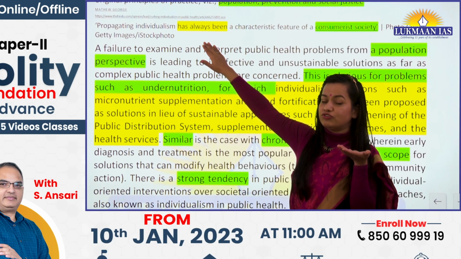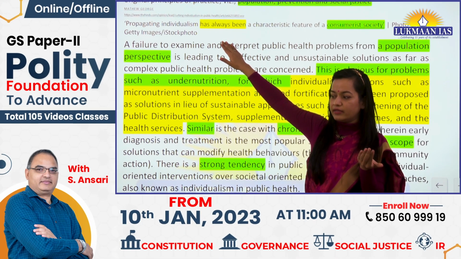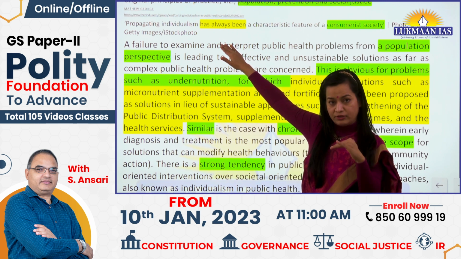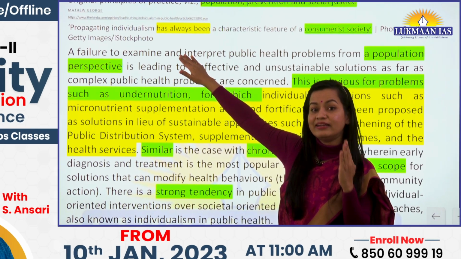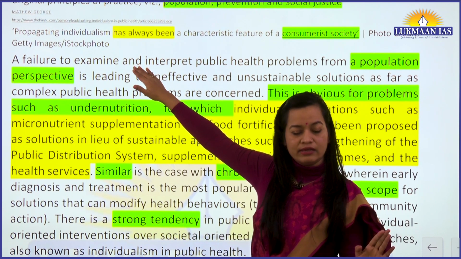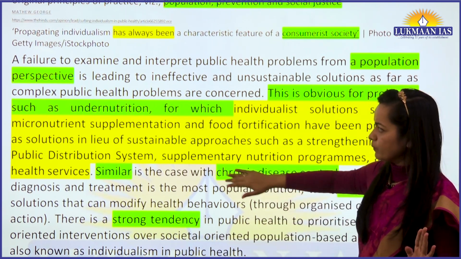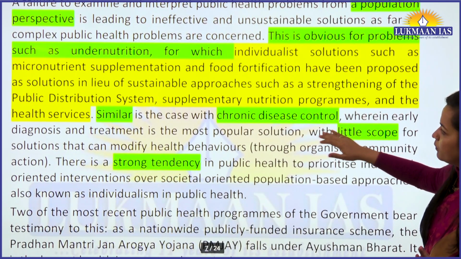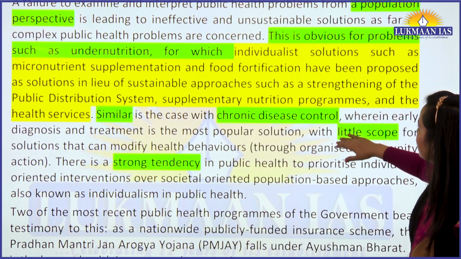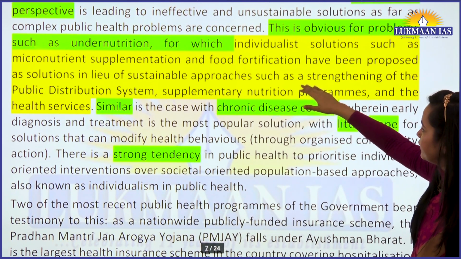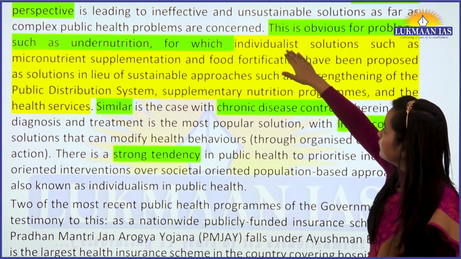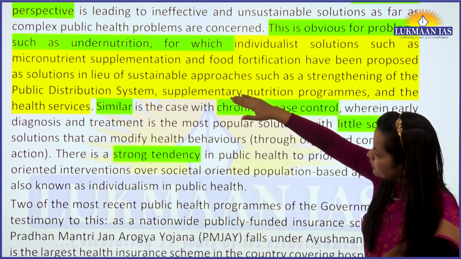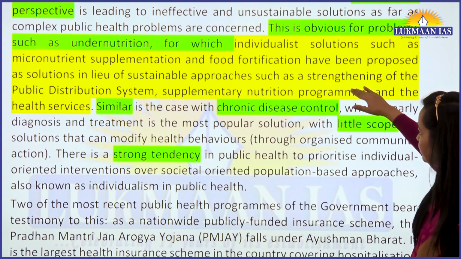We're going to talk about which extreme words may give us an option that can be ruled out, or, if they happen to be part of the passage, are going to indicate where our keywords are in the option. So, a failure to examine and interpret public health problems from a population perspective. This is obvious for problems such as this. What are individualistic solutions such as micronutrient supplementation and food fortification?